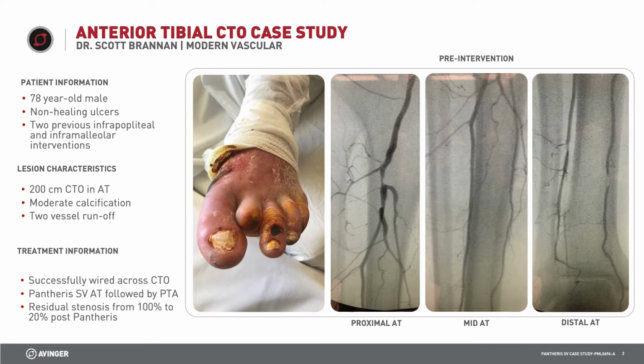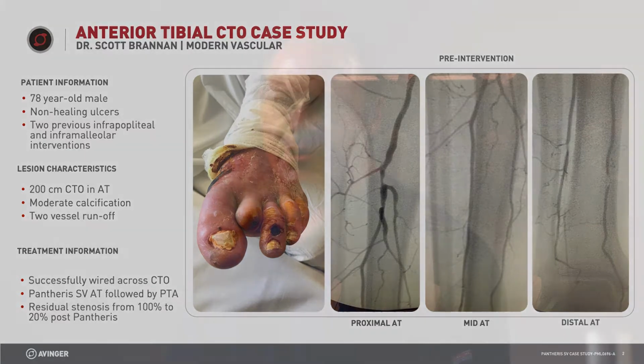You can see from the angiographic images on the screen that he had a long segment anterior tibial artery chronic total occlusion. And again, he had been treated previously twice below the knee. This artery had been opened, and at that time it was performed with rotational atherectomy and angioplasty. So some of it certainly is residual atheromatous plaque, and some of the reason for the CTO is also fibrous scar formation.